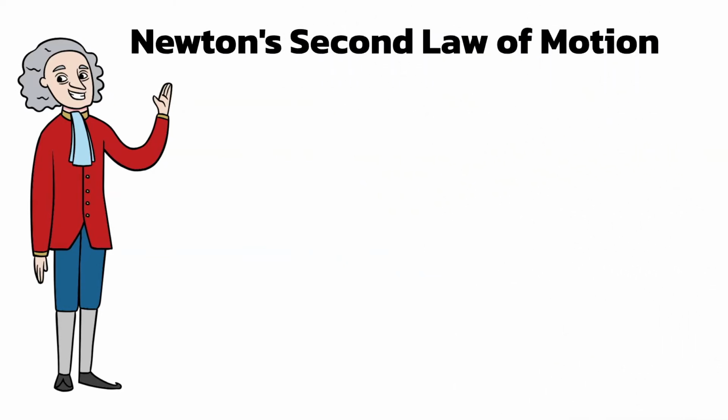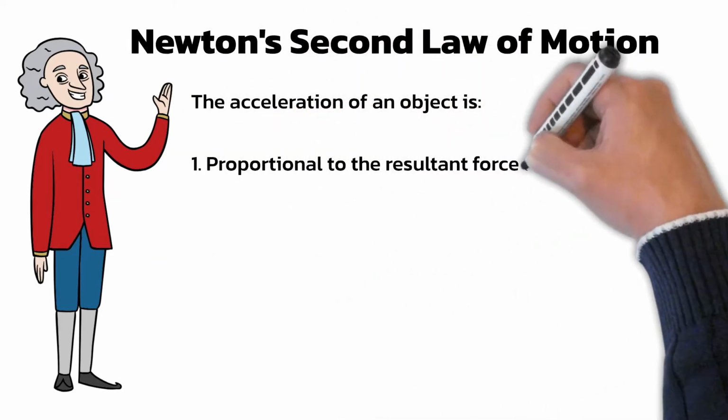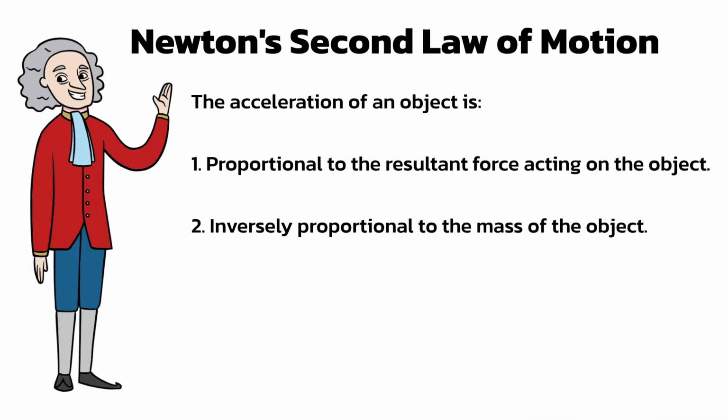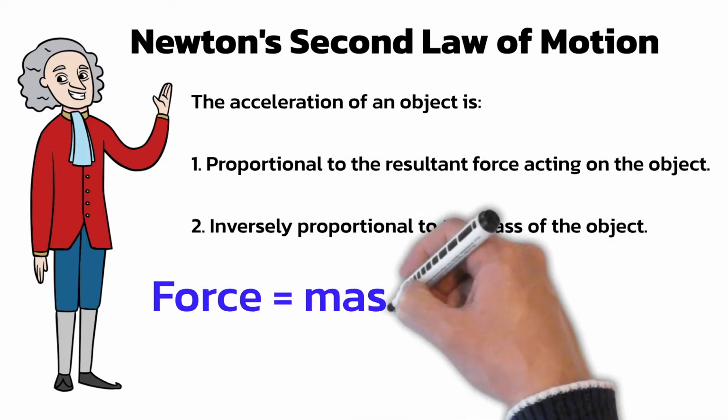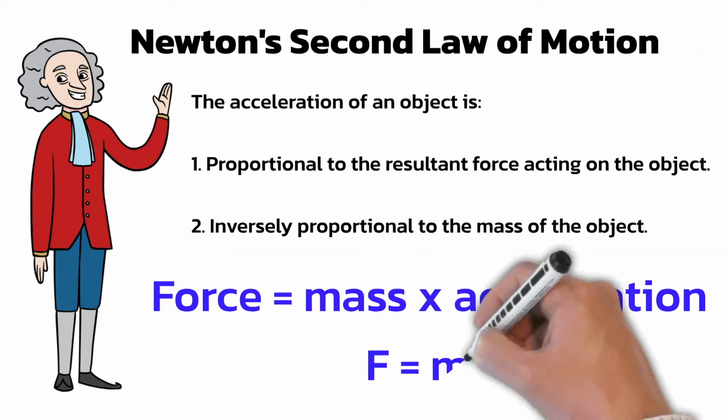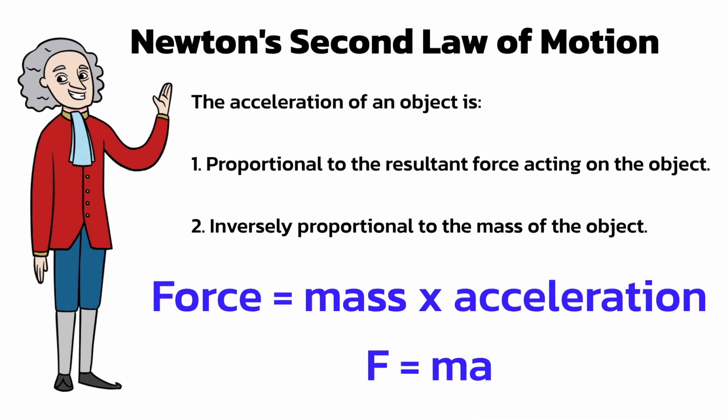Newton's second law of motion states, the acceleration of an object is proportional to the resultant force on the object, and inversely proportional to its mass. This can be written as a formula, force equals mass times acceleration, or F equals ma.